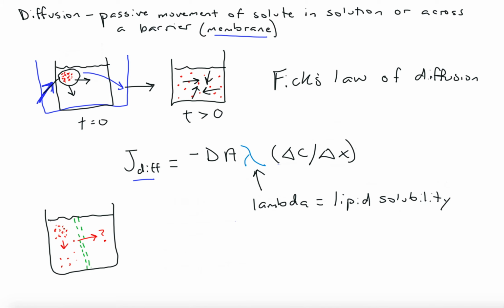Right? And so if the solute that we're talking about here, this red solute, has a lipid solubility of 0, right? We have a question mark here. Would it be able to cross this? Well, if lipid solubility were 0, what does J-diff equal? Well, you're multiplying everything by 0 over here. So of course there would be no diffusion across this barrier, this membrane, into this second compartment, right?